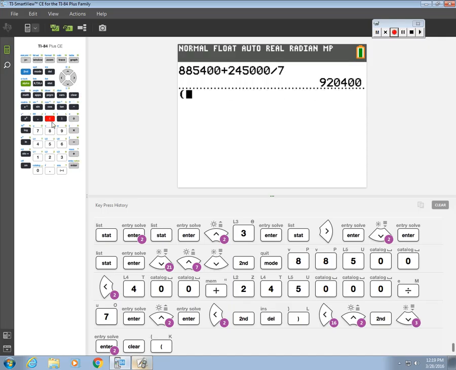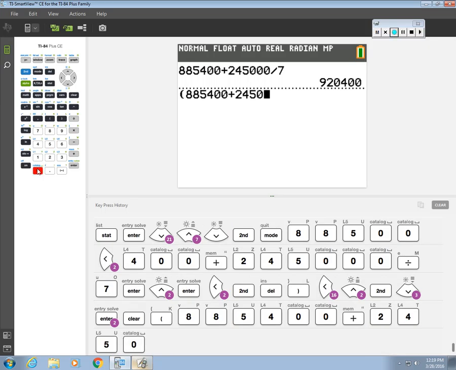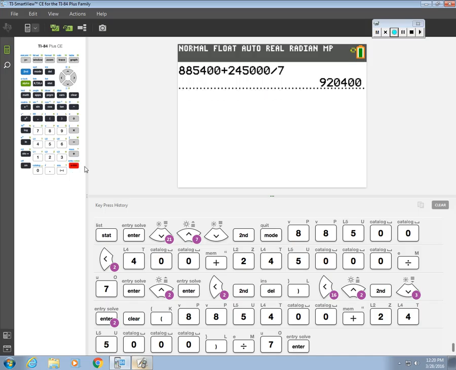I'll just retype it. Parenthesis, 885,400 plus 245,000. See the difference? This had no parentheses, so only the 245,000 was divided by 7. This has parentheses, letting the calculator know to divide all of that by 7. See the difference in the answer? So you cannot forget parentheses.